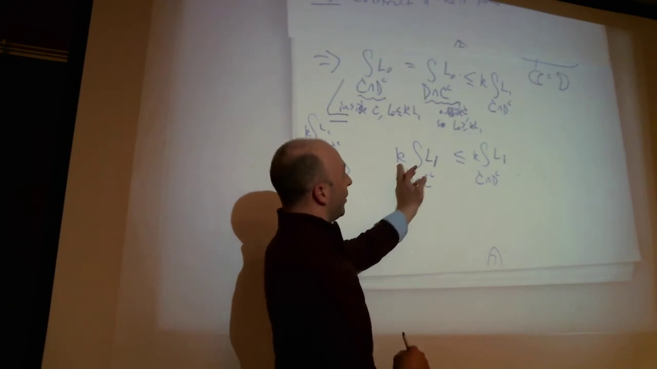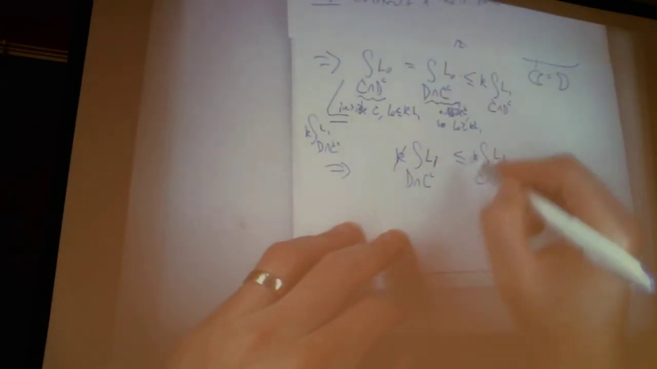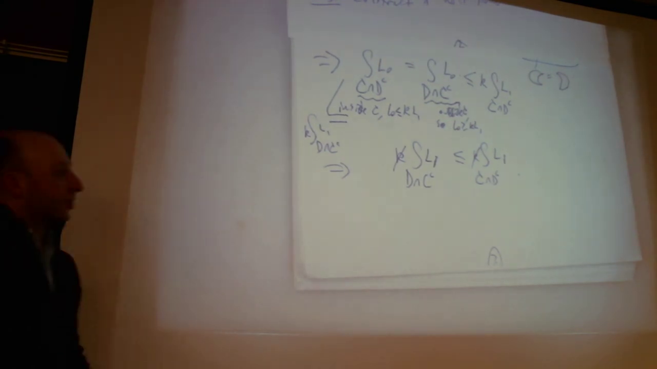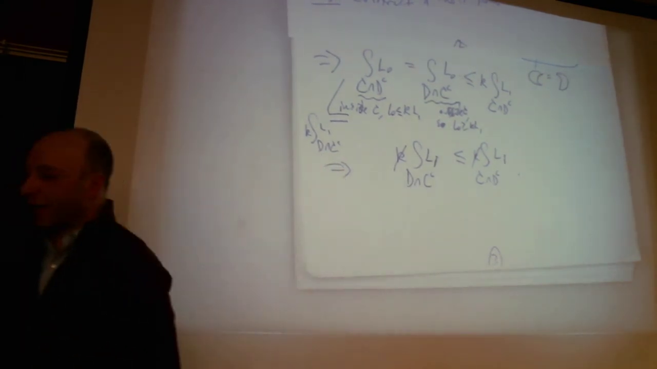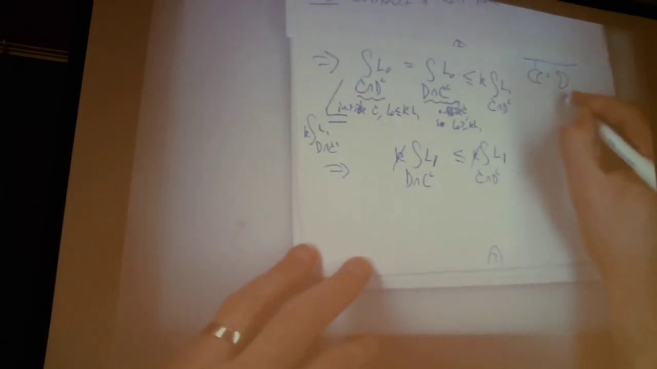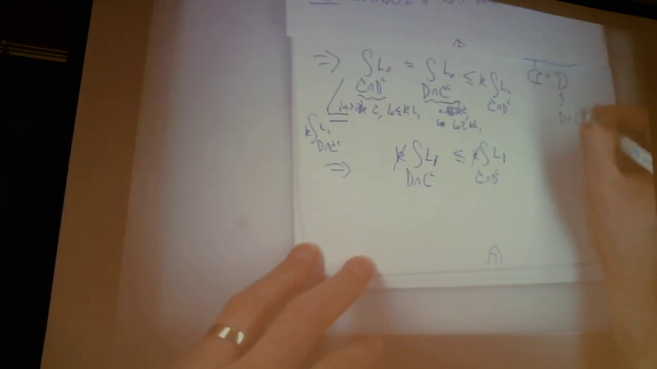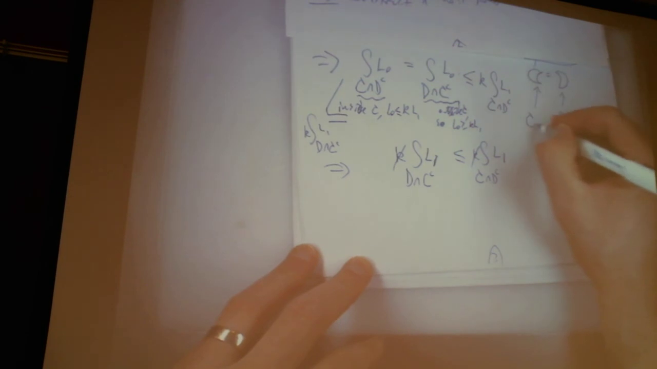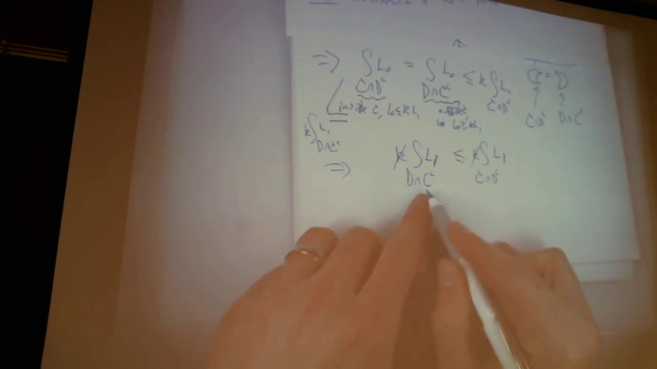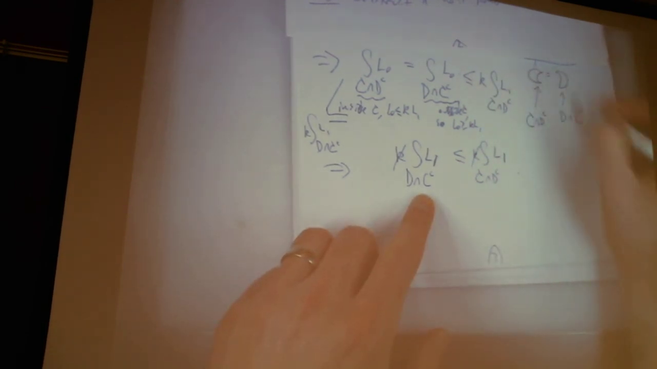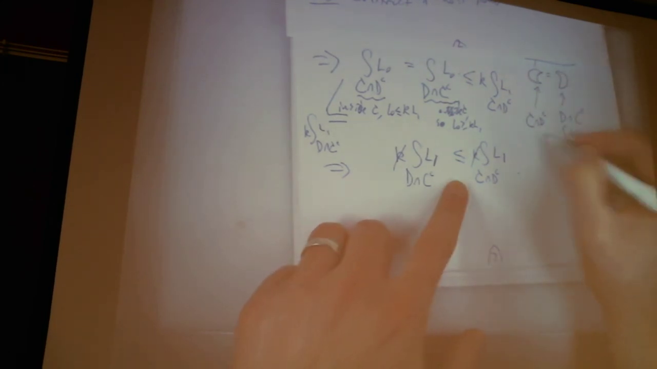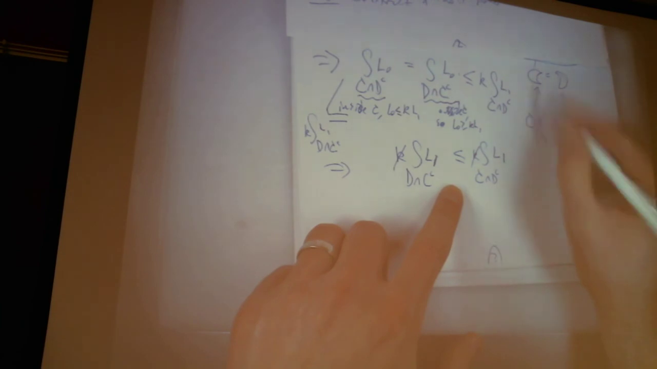We're going to do this more slowly. I just want to get to the end. We're almost there. I can cancel the constant on both sides. So, this is D intersect C complement, and this is C intersect D complement. If I integrate L1 on this region, I get something that's smaller than if I integrate L1 on that region.